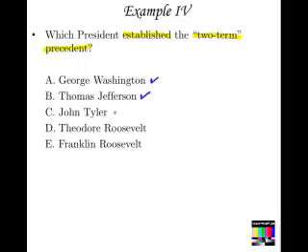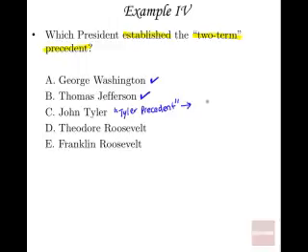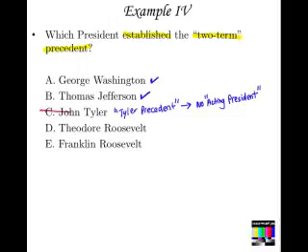John Tyler, the Tyler precedent. The Tyler precedent was a different type of precedent. He set the idea that he is no acting president. So he legitimated the idea of a vice president taking over in the case of a death. But that is incorrect because he only served 1 term or less than 1 term. So he did not do that.